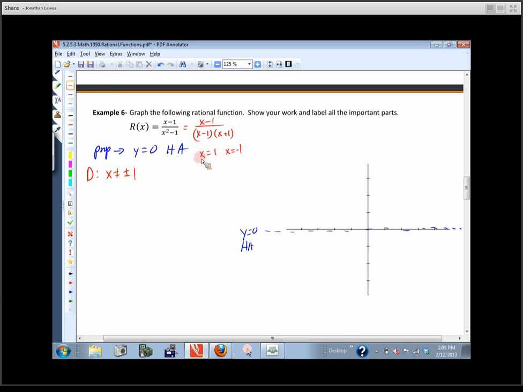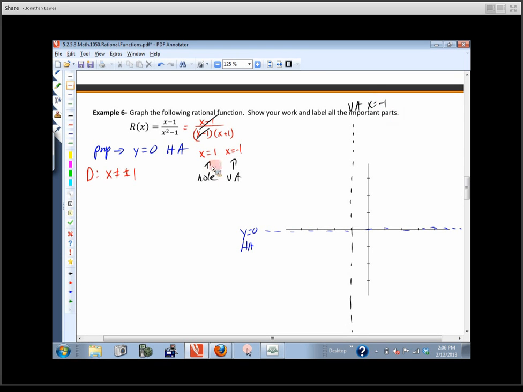Does anything cancel? I cancel this off. What does that mean about this? I have a hole there. What does that mean about this? I have a vertical asymptote there. So I'm going to draw, watch please, a vertical asymptote at -1, so it's going to look like this. I'm going to label that. I've got a vertical asymptote at x equals -1.